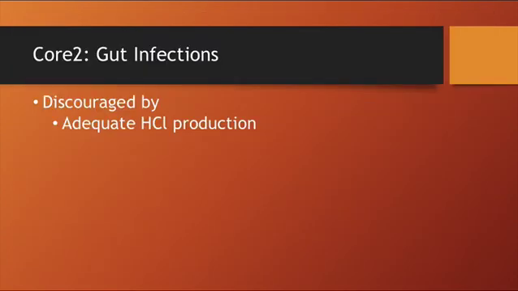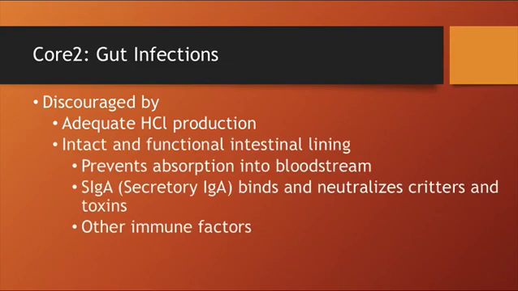Now let's move on to gut infections. Now, gut infections are discouraged, as we just mentioned, by having adequate stomach acidity. So if you've got something that's compromising hydrochloric acid production, you are more susceptible to being infected by the things that are harbored or hidden within the food that you're eating. Now, gut infections are also discouraged by an intact and functional intestinal lining.